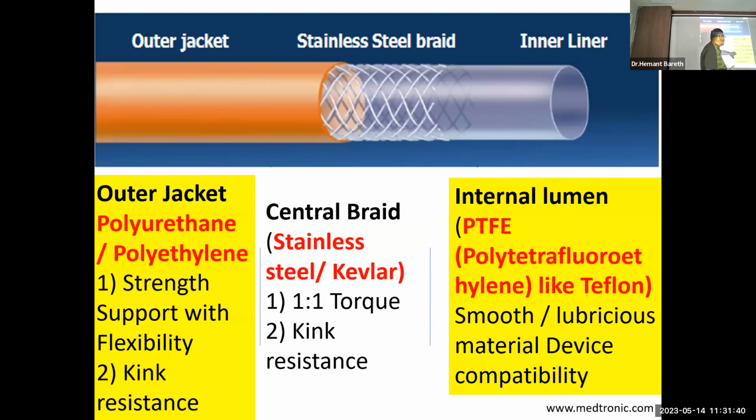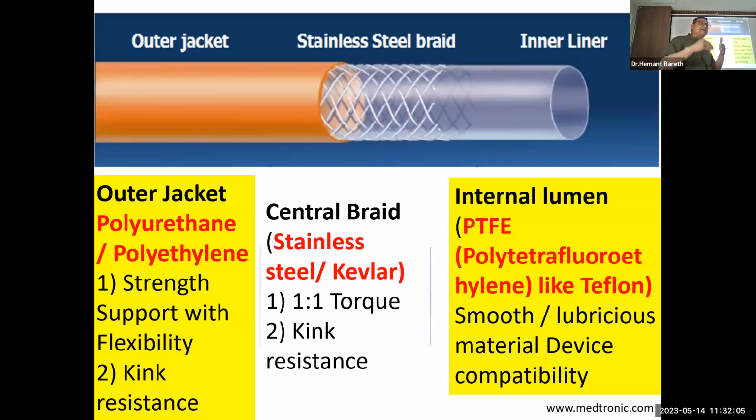But the third interesting part is the internal lumen. And why do we need this internal lumen? So suppose we use polyurethane in this internal lumen also. See, can anybody answer? Suppose we have just two layers. We use polyurethane in the internal lumen itself. What is the problem?